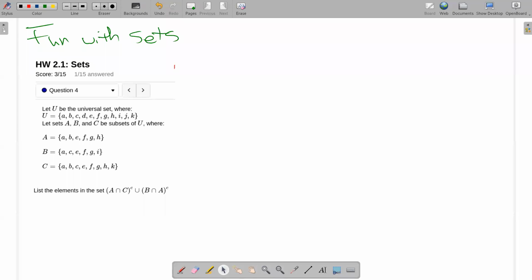So homework 2.1, question number 4, playing around with set notation. We have our universal set here, our universe, and we have sets A, B, and C. Then we're asked about this set down here. Remember the other day, I talked about different ways we can reference the complement of a set.